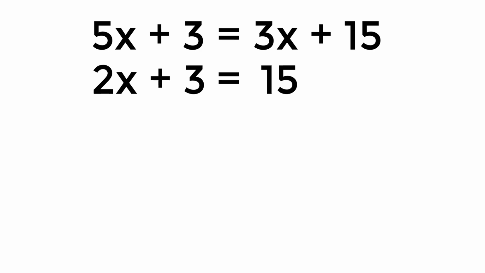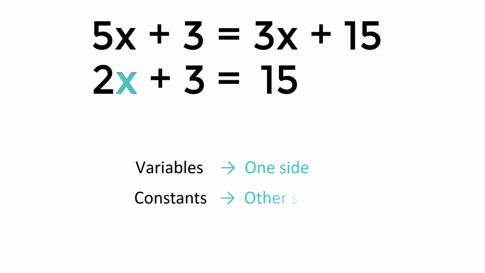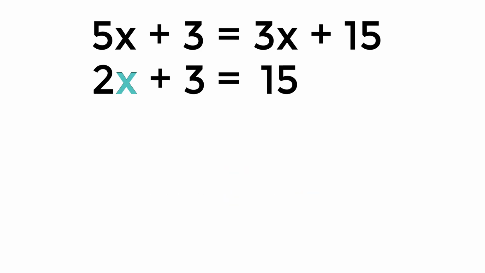Our goal is to isolate x. Remember the rule. Bring the variables to one side and the constants to the other. At this point, the variable term is already on one side. So now we remove the constant. We subtract 3 from both sides.